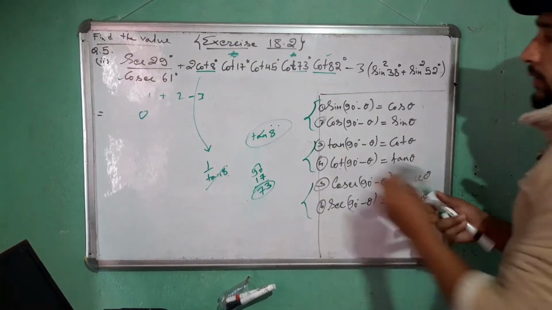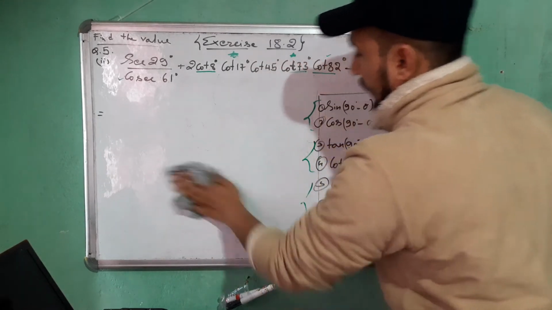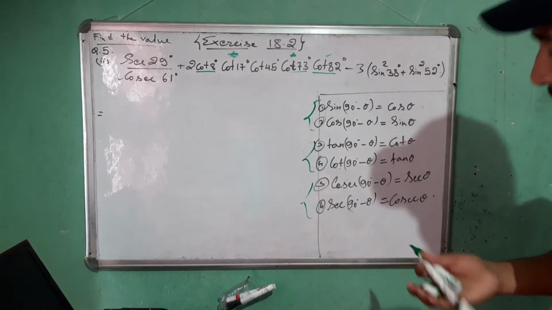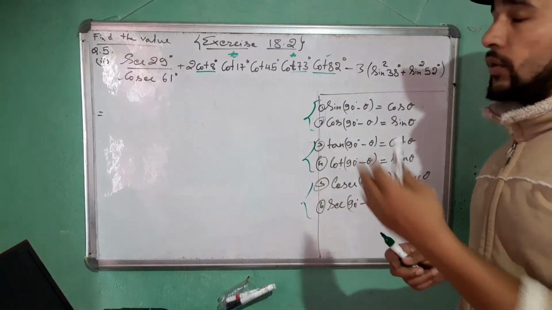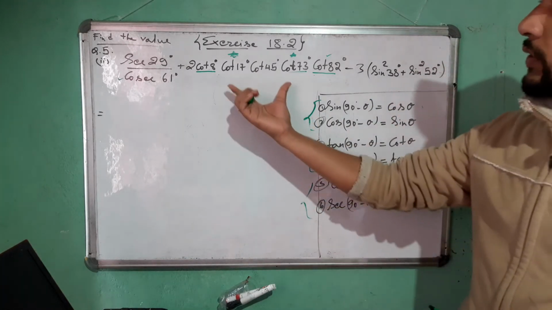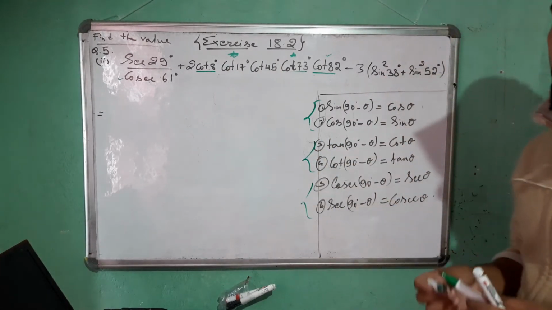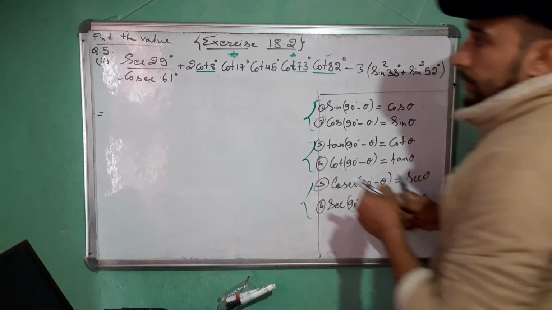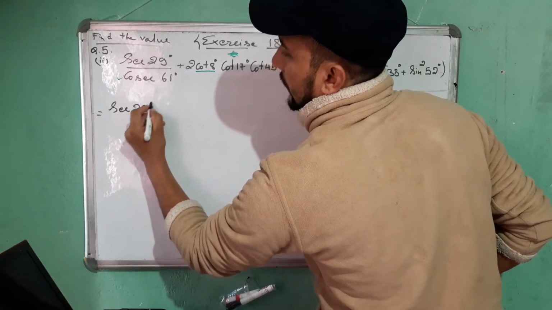So let's do it step by step. First of all, you have to simplify the given thing, or you have to plan in advance what you are going to do. First of all you have to do some mental calculation, then only you proceed. This sec 29 degree I'll keep as it is.